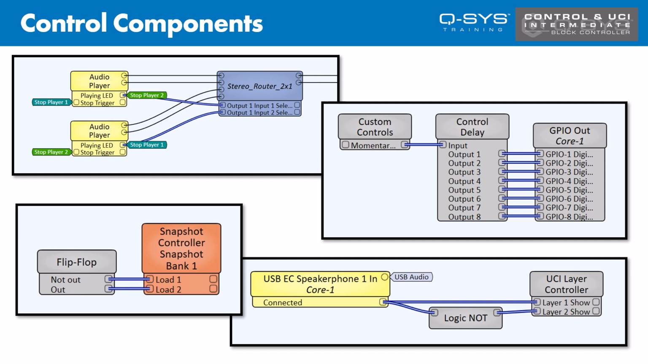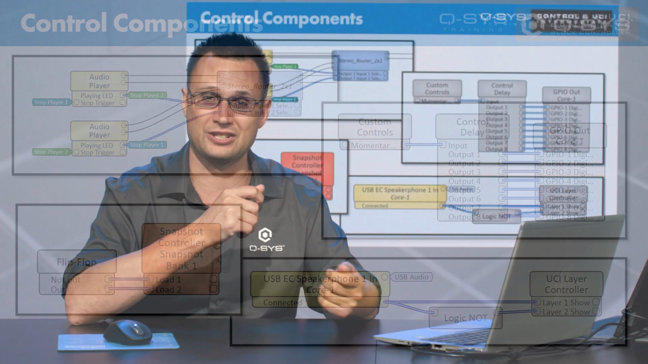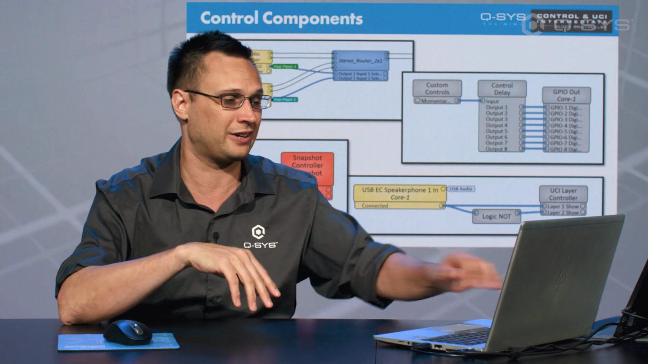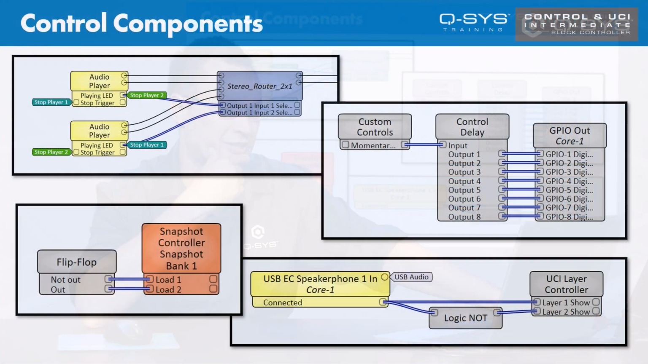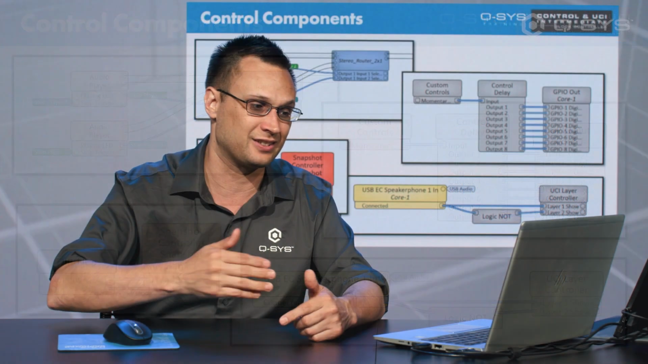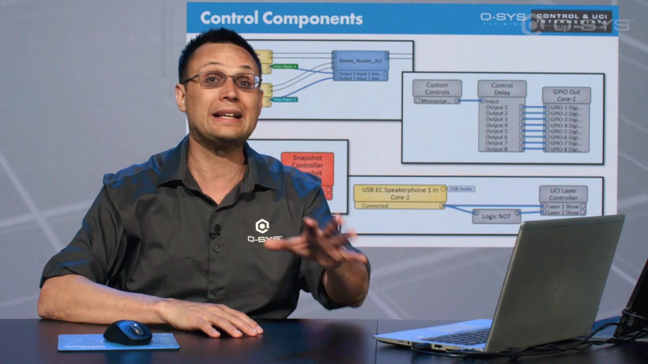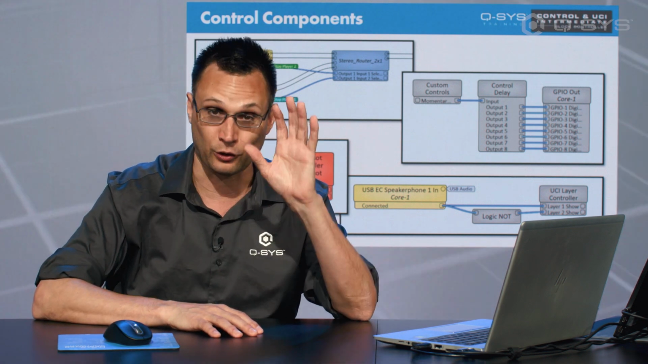All of these examples: something like using a simple control delay to toggle on a bunch of things in sequence, a flip-flop, which can turn on and off different snapshots by reversing its polarity, essentially. In the bottom, we've got a speakerphone where when the speakerphone is connected, you show a UCI layer. When it's not connected, you reverse that and show a different layer. Again, really easy to look at for anyone.